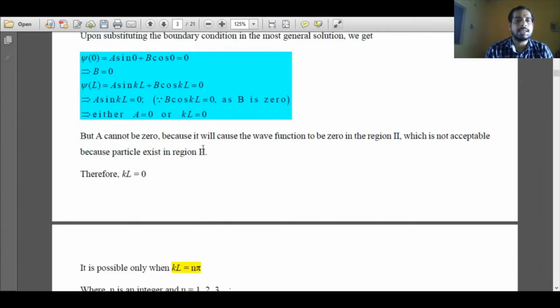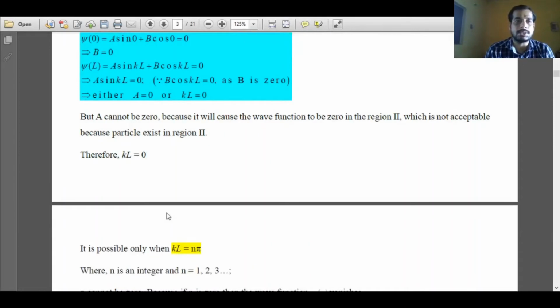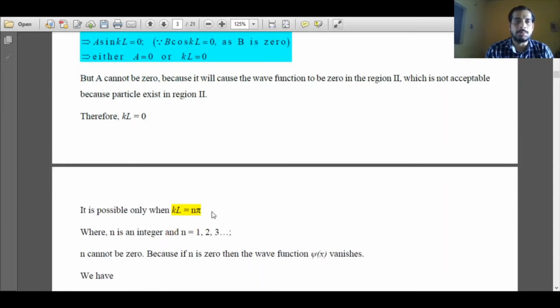So we have only one option left, that is sin KL is equal to 0. When sin KL is equal to 0, KL becomes n pi, because only sin n pi is equal to 0. Now sin n pi is equal to 0 when n has values 1, 2, 3 and so on. Then only sin KL will be equal to 0. So I am stating that KL is equal to n pi.